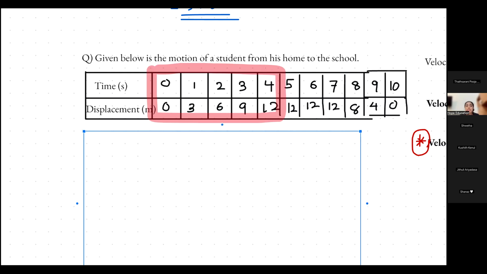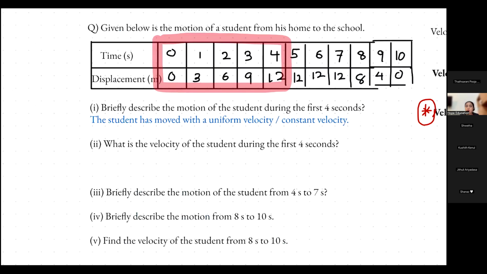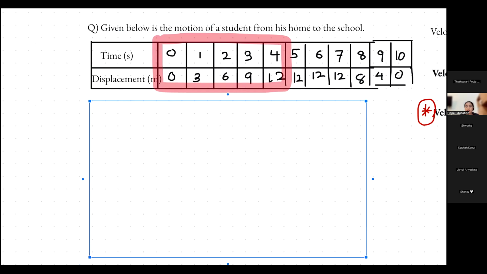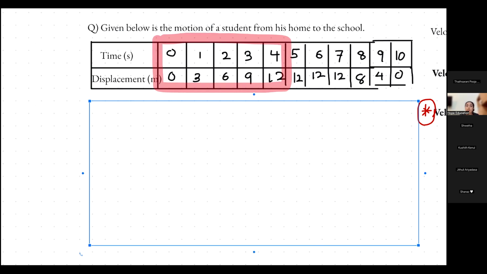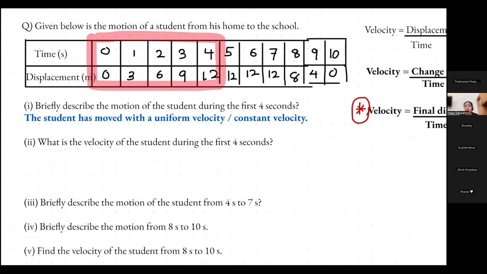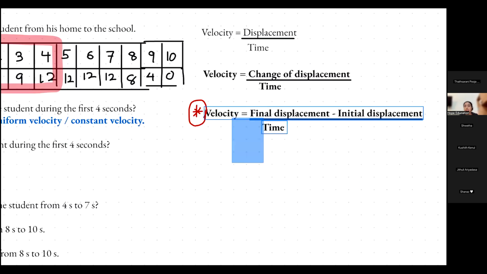Anybody who found the answer for the second question? Okay, Jituli says 3 ms minus 1. What about others? Same. Same. Others? Did everybody get 3 ms minus 1?